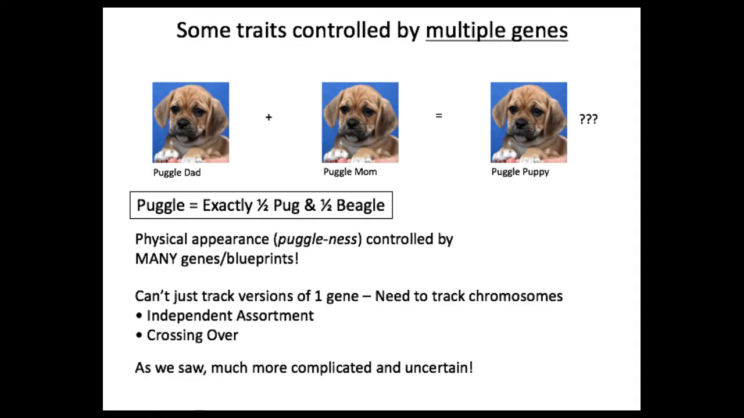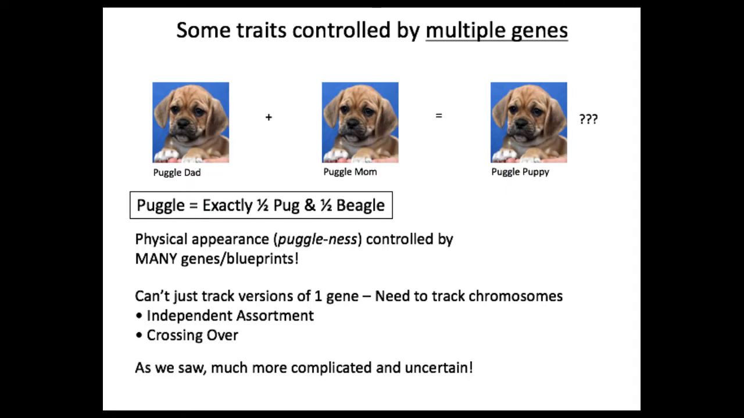It's important to note that some traits are controlled by multiple genes. In fact, many traits are controlled by multiple genes. To give us an example, here's the pugil. The pugil is half pug and half beagle. But if you mate a pug with a beagle, you're not guaranteed to get a pugil because many different genes control the physical appearance, or the pugilness, of our pugil puppies.